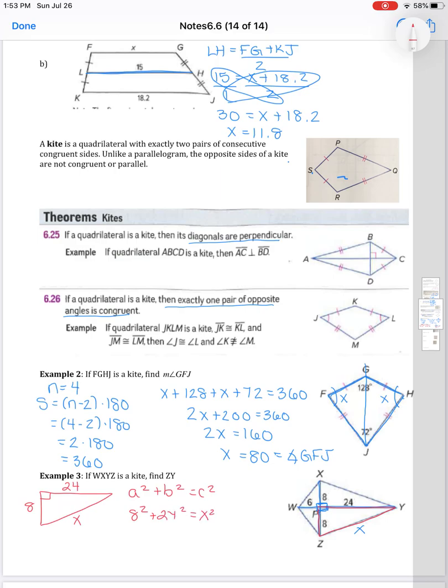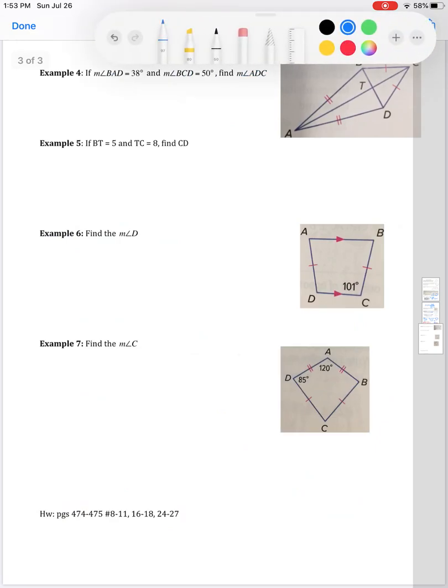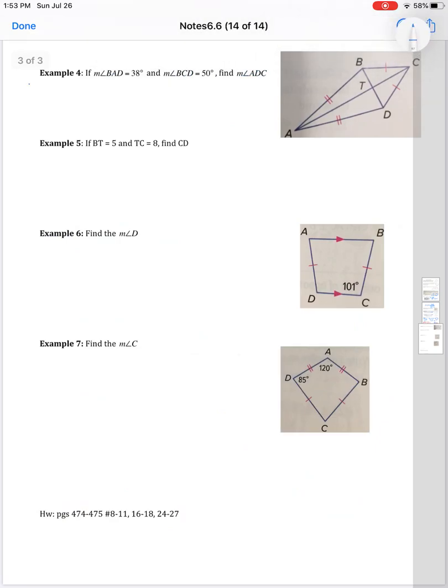Now for the third one, it says that it's a kite and we want to find ZY. Okay, well, we know that diagonals are perpendicular, so we're going to add our right angles in there. And we're looking for this. So this is where our Pythagorean theorem comes in. I'm taking this triangle out of the figure and I'm redrawing it. So I have 8, 24, and x.